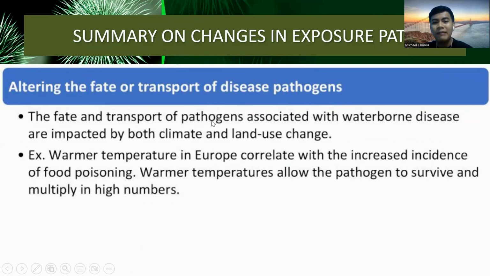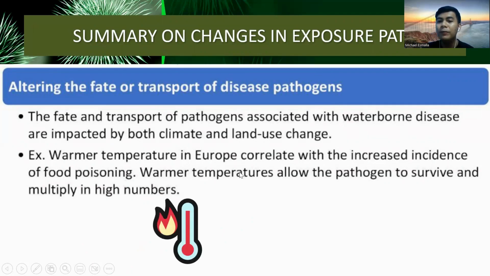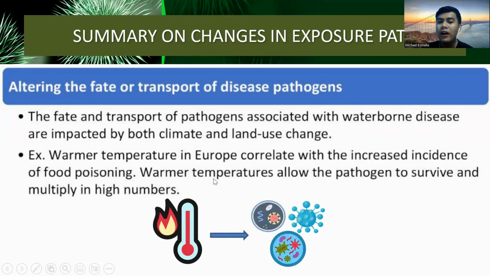So yun. Next is altering the fate or transport of disease pathogens. The fate and transport of pathogens associated with waterborne disease are impacted by both climate and land use. Example, we have here the warmer temperature in Europe correlating with the increased incidence of food poisoning because the warmer temperature allows the pathogen to survive and multiply in high numbers. Now, what will happen is, due to the changes of climatic conditions, we may provide the different pathogens a healthy or a perfect-fit environment for them to grow and to multiply.